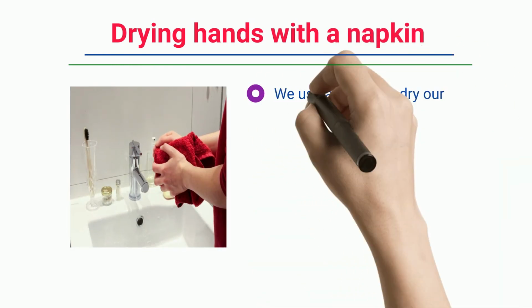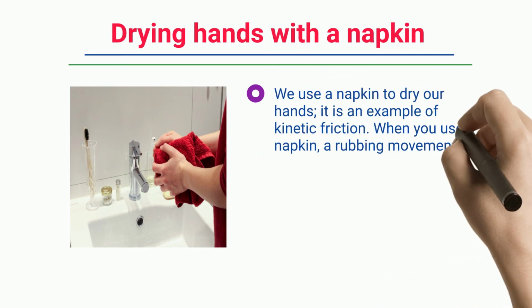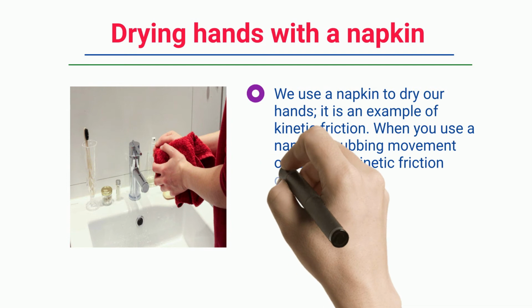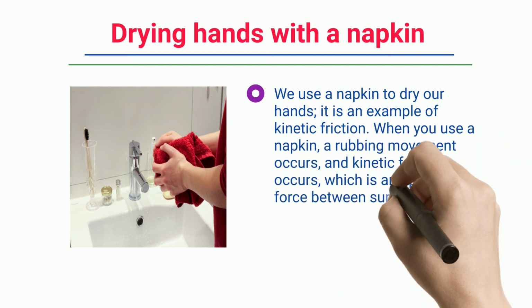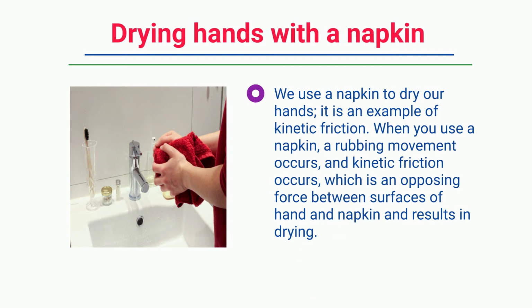We use a napkin to dry our hands. It is an example of kinetic friction. When you use a napkin, a rubbing movement occurs and kinetic friction occurs, which is an opposing force between surfaces of hand and napkin and results in drying.